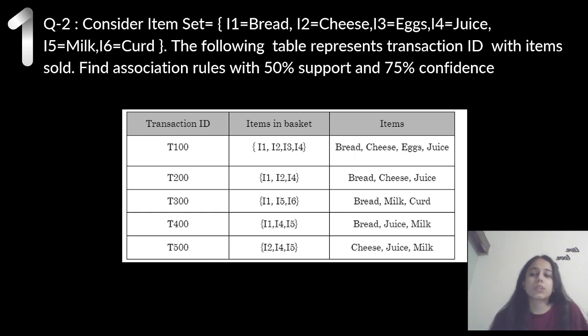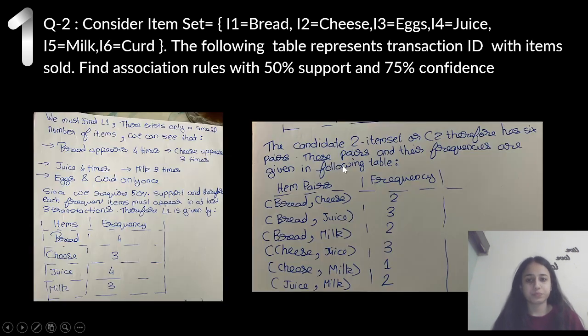Consider now question number 2. Consider the item set as given. The following table represents transaction IDs with items sold. Find association rules with 50% support and 75% confidence. The table is given, with items in basket and all the items. Now we must find L1.